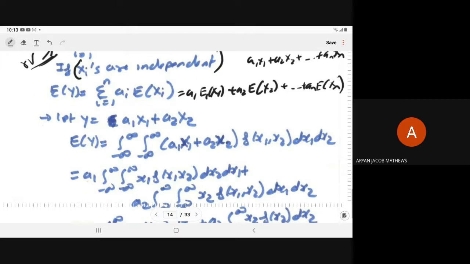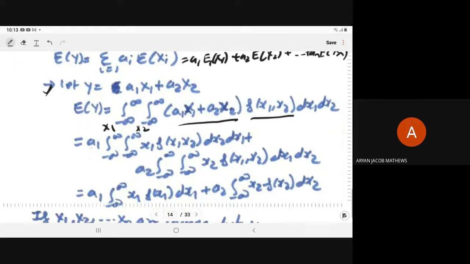So for the two variable case, by definition, let y equal a1 x1 plus a2 x2. If you have to compute E of y, by definition we know it is the value times the probability. So integration corresponding to x1, integration corresponding to x2, right? And here the value is a1 x1 plus a2 x2 times the joint PDF f of x1, x2 with respect to x1 and x2.